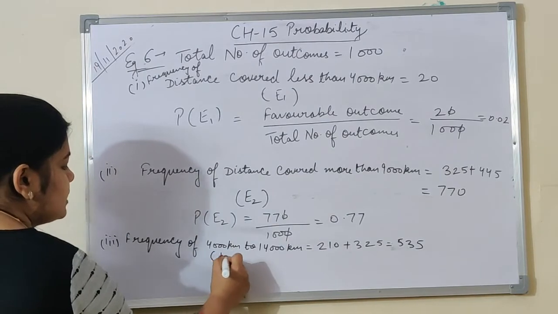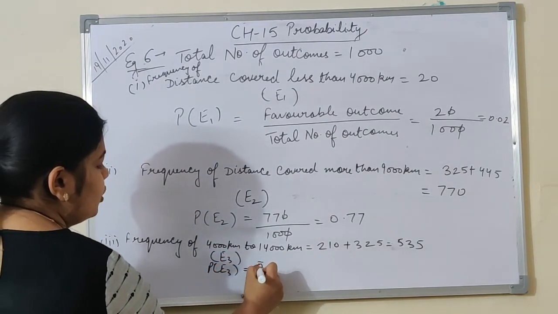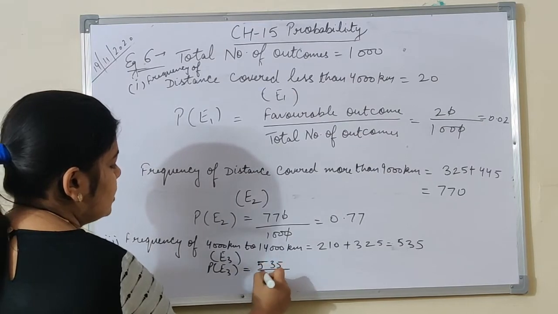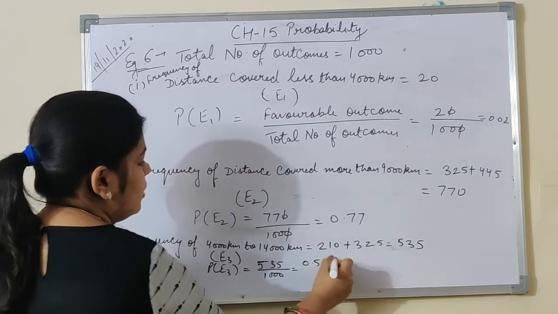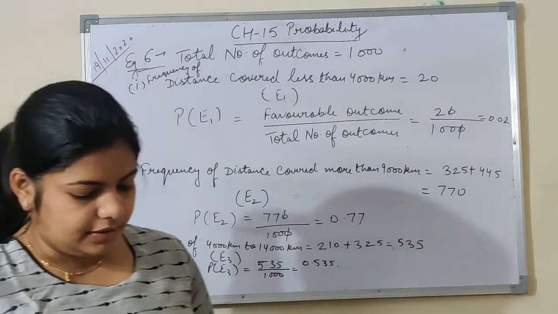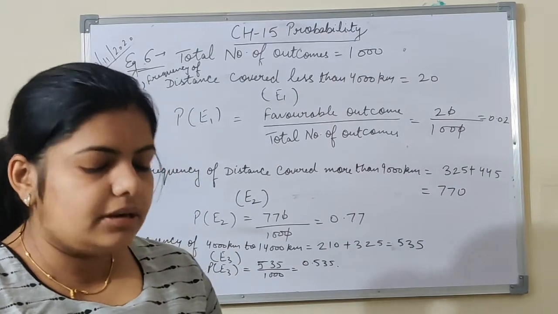Now consider this as event 3 and then find the probability of event 3 by putting our values in the formula. So this is the answer. I hope it is clear to everyone. Then come to the next question, that is example number 8.